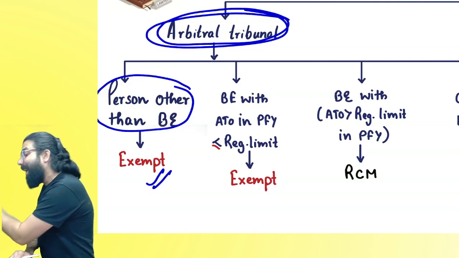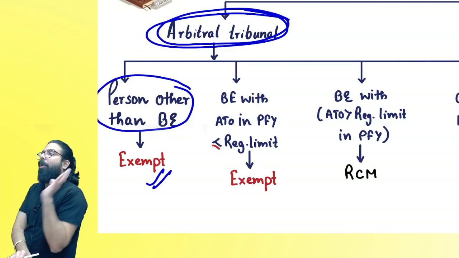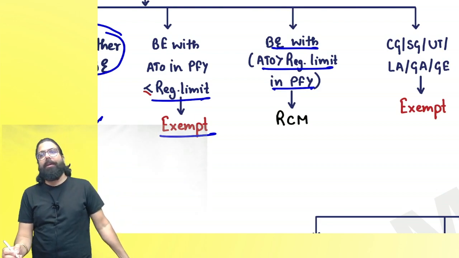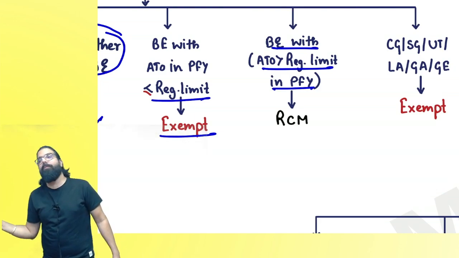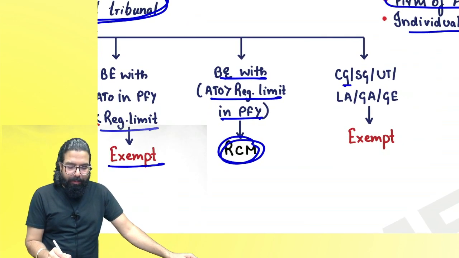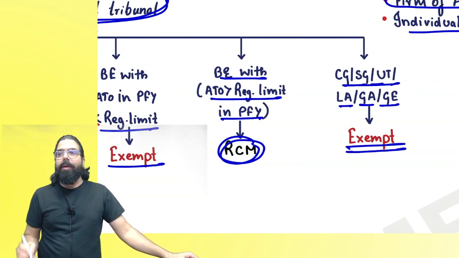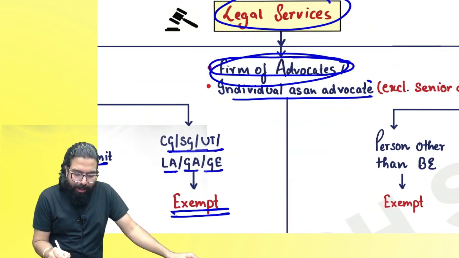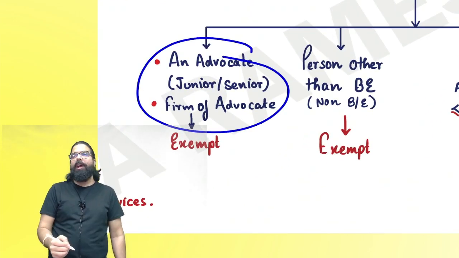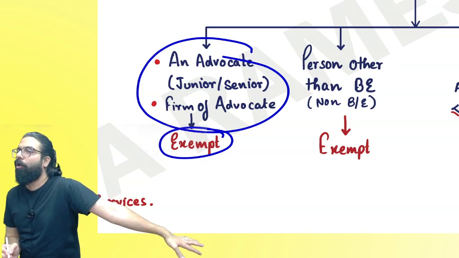So the government told, if your turnover in the last year was less than the registration limit, then Baba, this year if you take arbitral tribunal services, it will always be exempt. But sir, a business entity with aggregate turnover greater than the registration limit, if I am a business entity whose last year turnover was more than the registration limit, then sir, RCM. Okay, everyone. If arbitral tribunal service is given to the central government, state government, local authority, governmental authority or governmental entity, then also exempt. Remember one thing, if an advocate, an individual advocate or a firm of advocates is giving services to their brother, advocate to advocate services are always exempt. Remember, brother's services, advocate to advocate services always exempt.